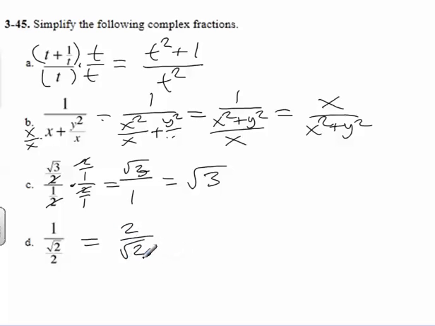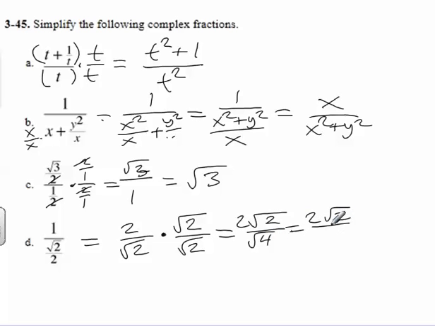Okay, so this one, invert and multiply, and we end up with 2 over the square root of 2. Well, we don't want to leave it that way. We need to rationalize the denominator. Don't ever leave a square root in the denominator. So we multiply by square root of 2 over square root of 2. We end up with 2 root 2 over the square root of 4. Well, square root of 4 is 2, so we have 2 root 2 over 2, and then 2 divided by 2 ends up being just plain old square root of 2 in the end.